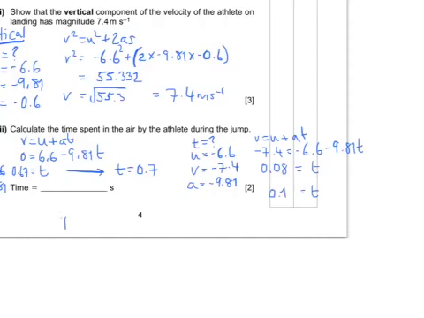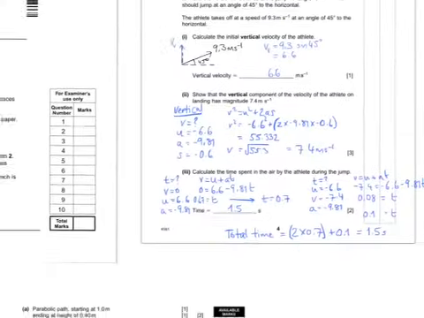So total time is equal to 2 times 0.7 plus the 0.1. That's going to give us 1.4 plus 0.1, which is 1.5 seconds. Just put that in, 1.5. There we go. Tick.